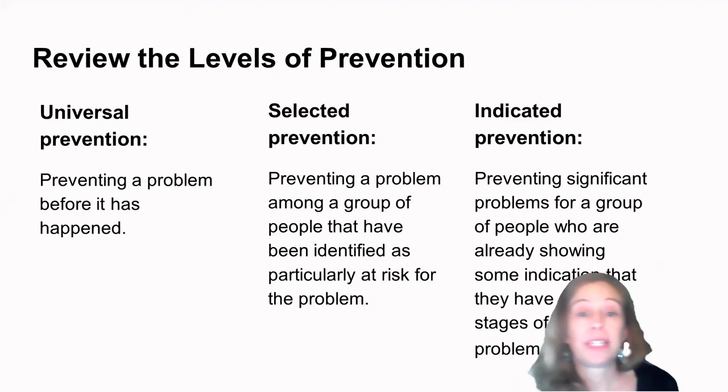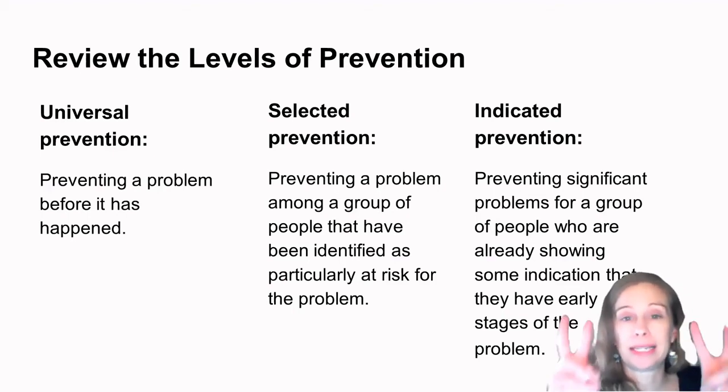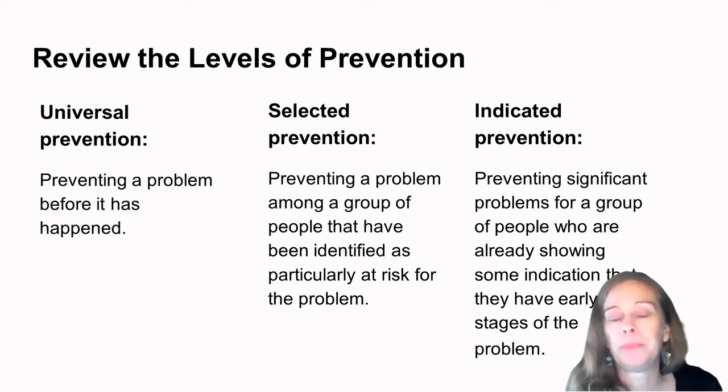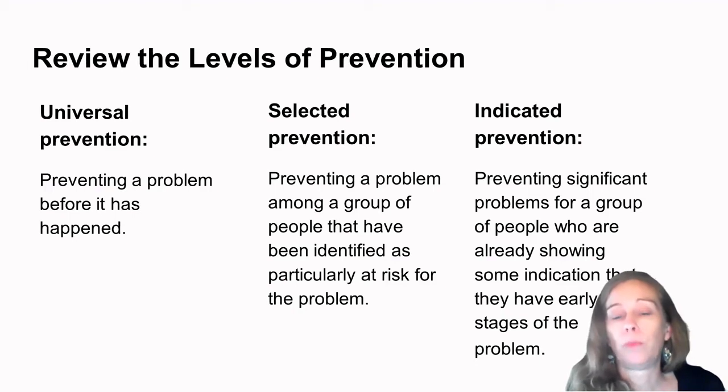I then review the levels of prevention. Universal prevention is preventing a problem before it's happened, very much like preventing school bullying. Selected prevention is for people who have already been determined as "at risk" for the problem, so young people who may be more likely, because of their experience, to run into a particular behavioral health problem. And then indicated prevention is for young people who are already showing signs of some behavioral health issue, and we're trying to prevent further exacerbation of the problem.